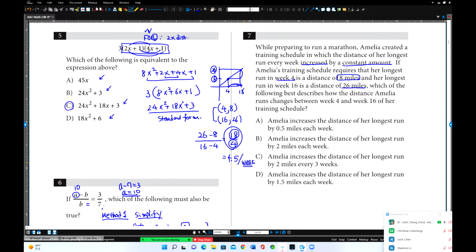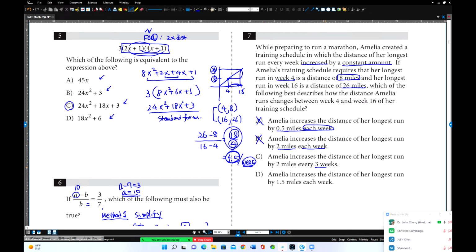Amelia increases the distance of her longest run 0.5 miles each week. No, every week slope is what? 1.5, not 0.5. This is wrong. Okay. 2 miles every week. 2 miles. Okay, I'm sorry. This is also wrong. 2 miles each week. This is wrong, right? It's gonna be 1.5 miles. This is wrong too.